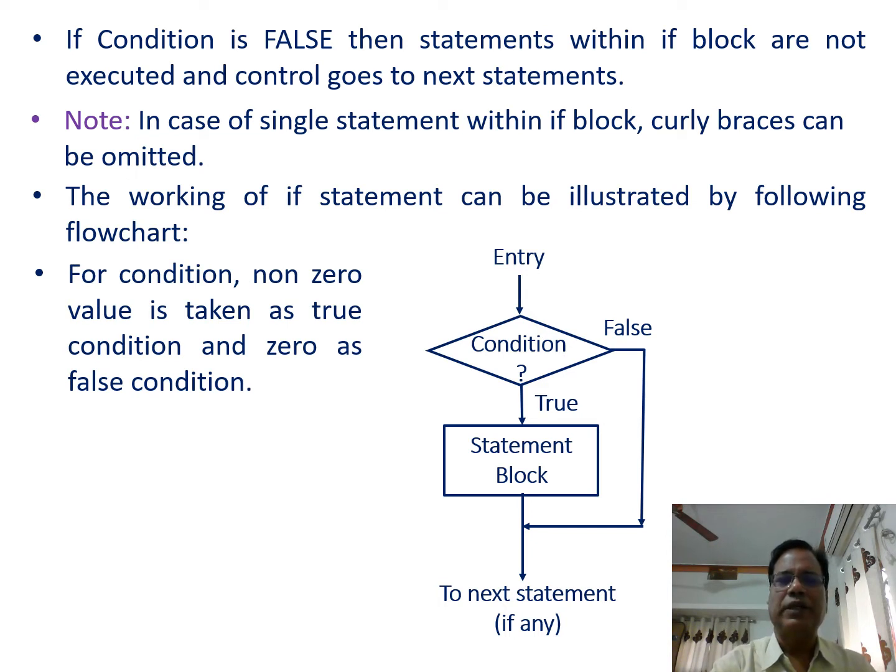Per the condition, a non-zero value is taken as true and 0 as false. So if any condition, equation or logic results in 0, it is taken as false. If it is 1, it is taken as true.